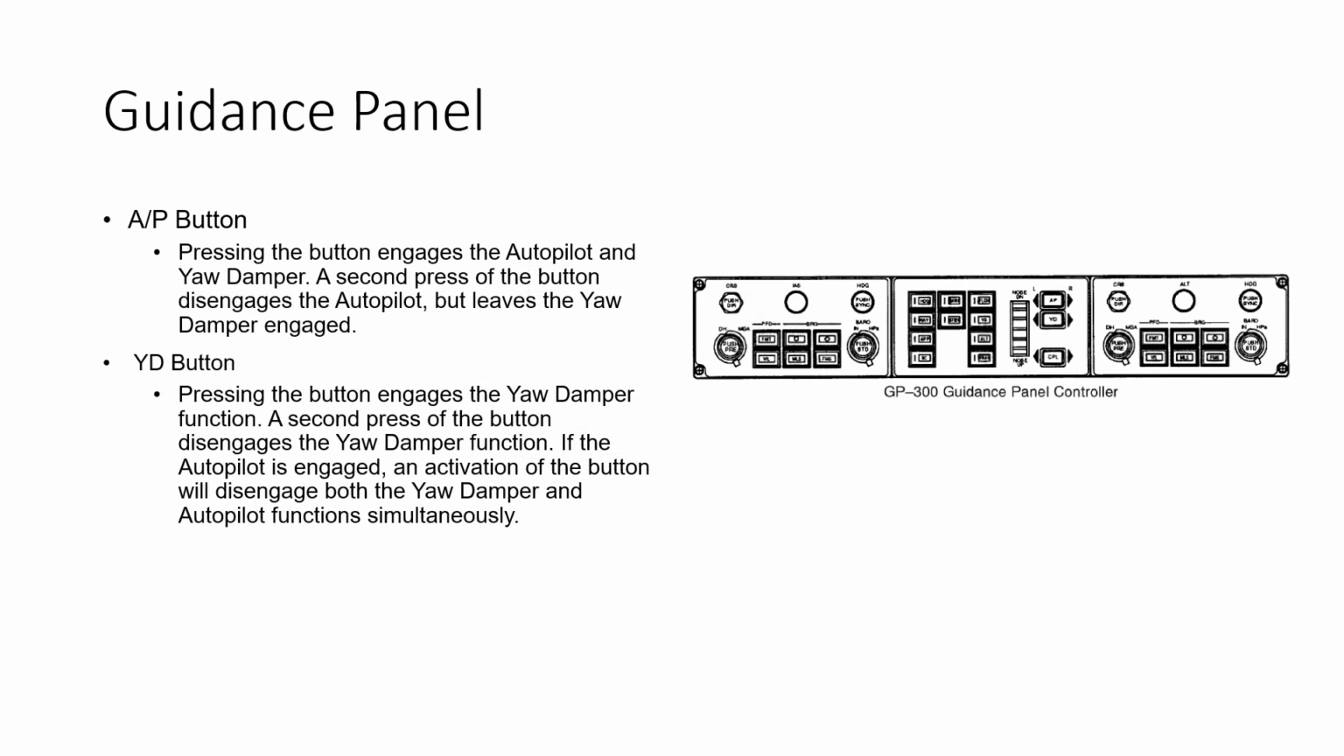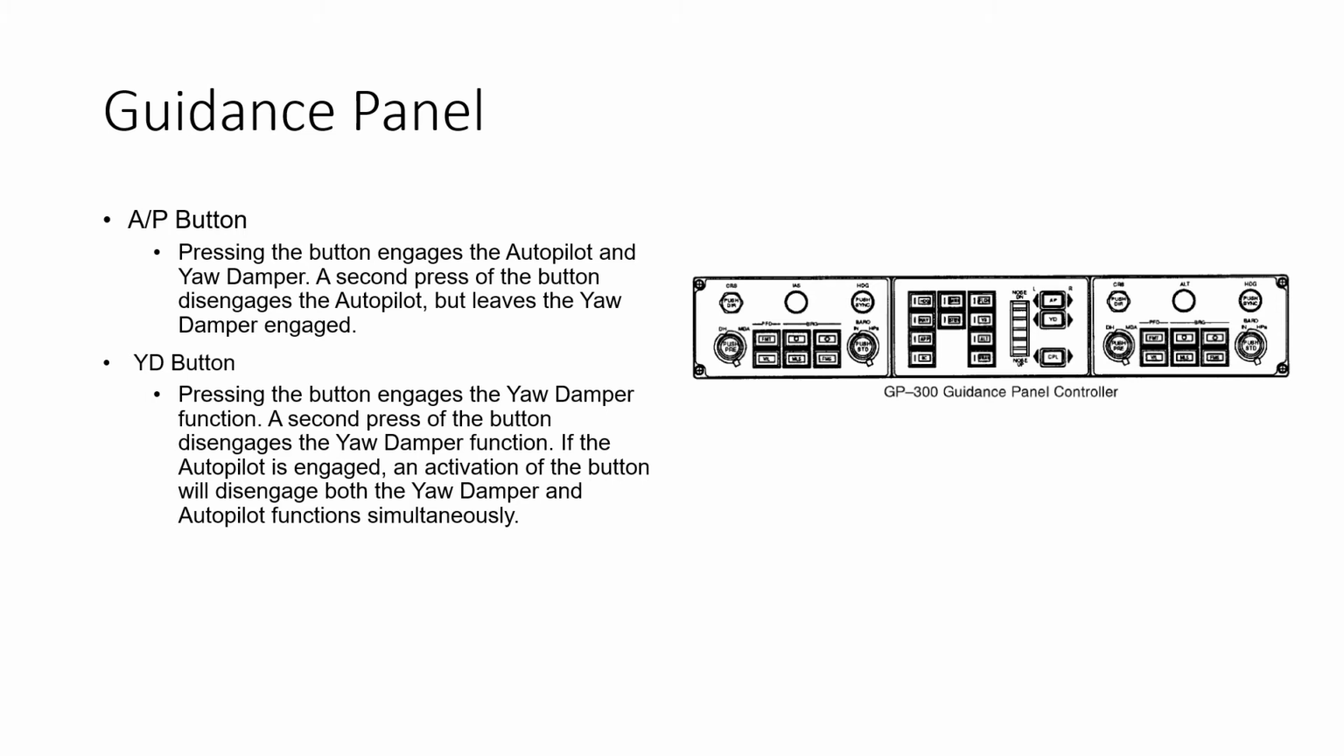Taking a look at the autopilot panel, the GP300 guidance panel, let's go through all the switches. So the AP button at the top in the center, when you push the AP button, it engages the autopilot and the yaw damper, because you can't have the yaw autopilot without the yaw damper. So when you engage the AP button, it's going to turn on the yaw damper for you. If you push the button again, it will disengage the autopilot, but it leaves the yaw damper engaged.